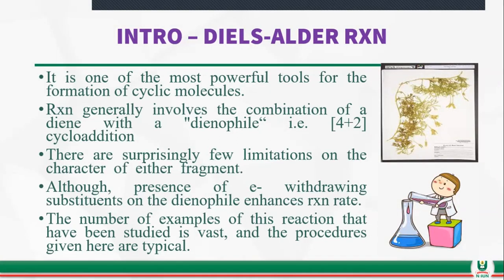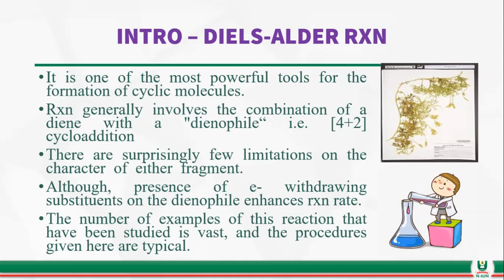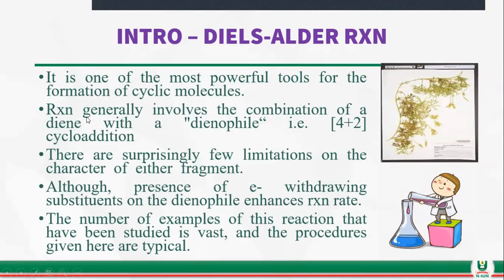There are surprisingly few limitations on the character of either fragment. So whatever the nature of your diene and the nature of your dienophile will help you to know whether you are going to be able to successfully form a new 6-membered ring under the Diels-Alder or not. The number of examples of this reaction that have been studied is very many, and the procedures given here are typical.